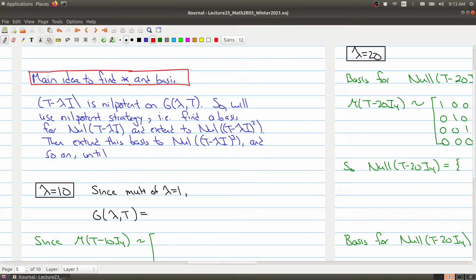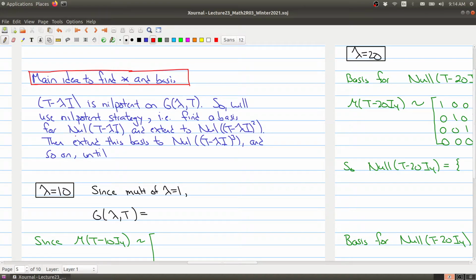What we're going to use is the fact that we proved in sections 8.A and 8.B that this operator, T minus lambda I, when lambda is an eigenvalue, is nilpotent on the generalized eigenspace. So we already saw a strategy to find the basis for a nilpotent operator so that the matrix was upper triangular. So we're basically going to use the same strategy that we did for a nilpotent operator, the basis so that the nilpotent operator gives us a matrix that's upper triangular.